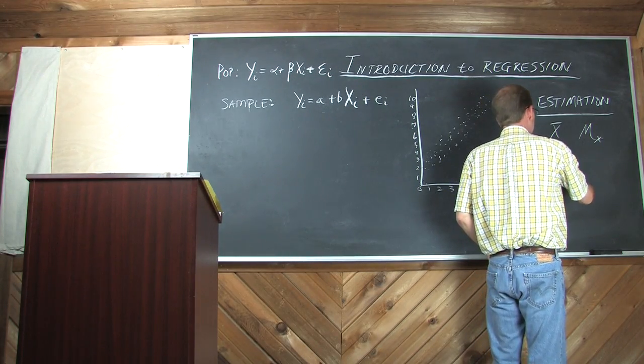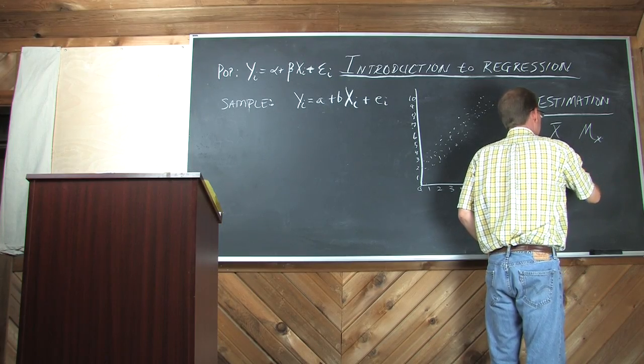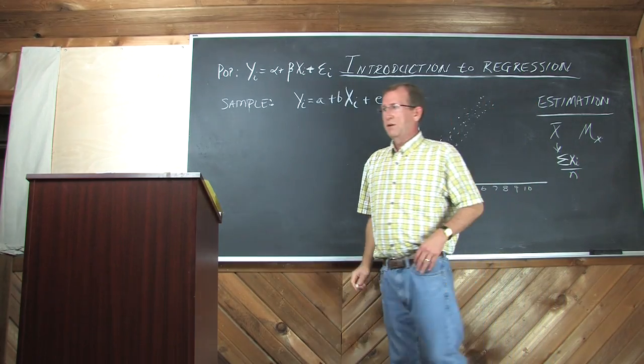And it's real simple here. It's the sum of the xi divided by n, add them all up and divide by the total.